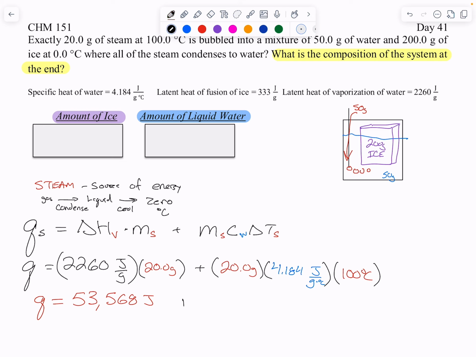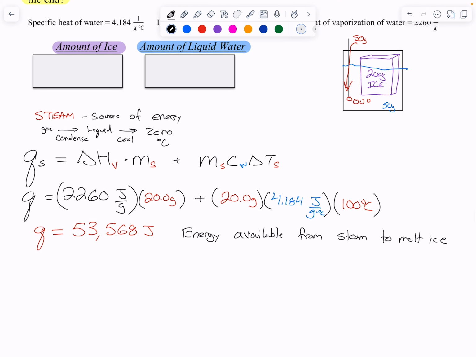And this is the energy available from steam to melt the ice. Okay, that's how much I can do it. Right? That's going all the way down to 0 degrees Celsius. So now, let's look at the ice part. If we look at the ice, that would just melt, right? It just melts. That's it. We don't care about anything else. If it melts, that's good.